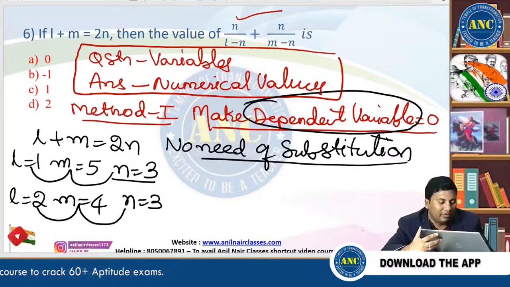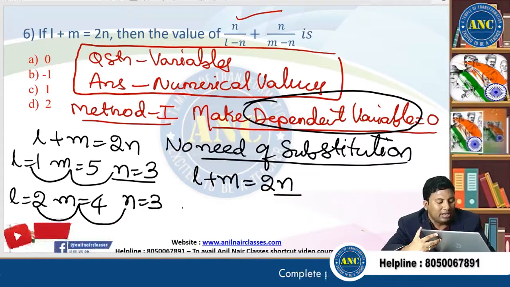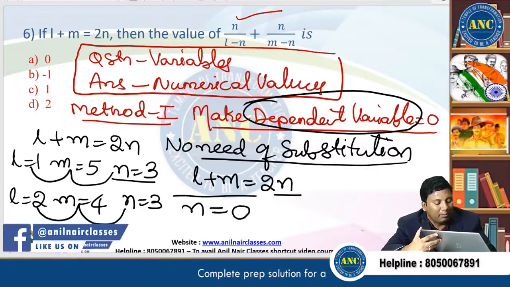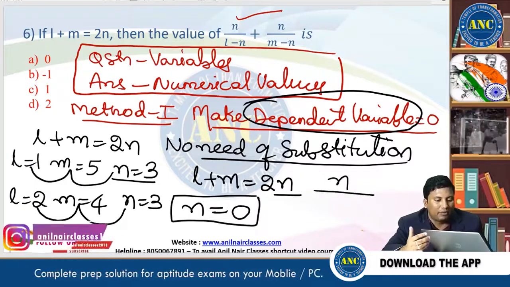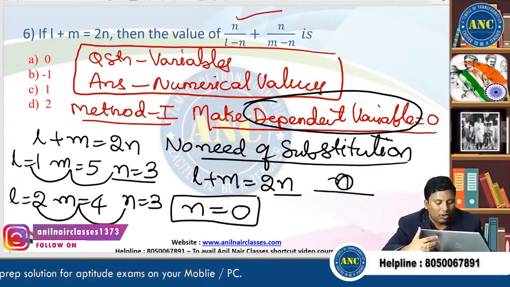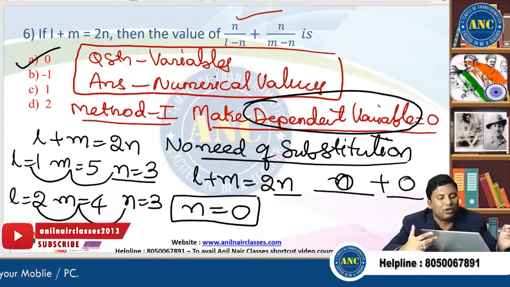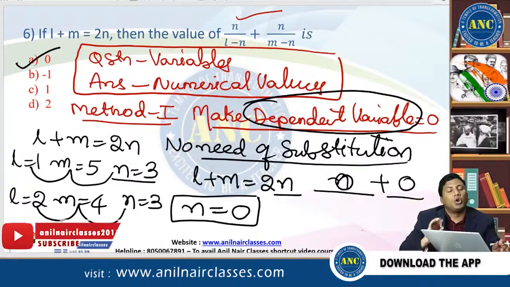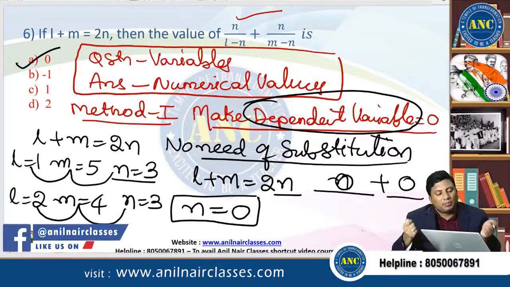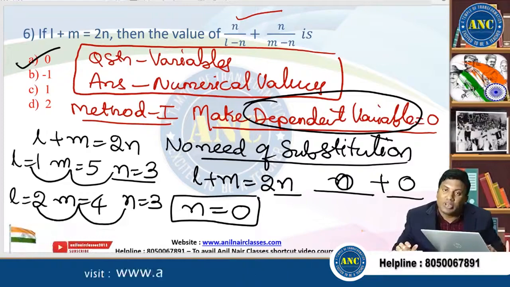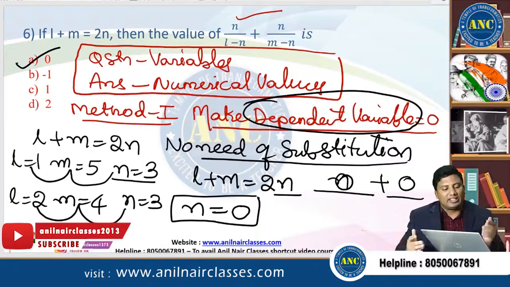Make dependent variable 0. L plus M equals 2n. N is the dependent variable. Make n value 0. If I make it 0, then 0 by something plus 0 by something, 0 plus 0 is 0. Are you all with me? No need to substitute. No need to put some random values in the question. Even if you substitute, you will get the same answer.